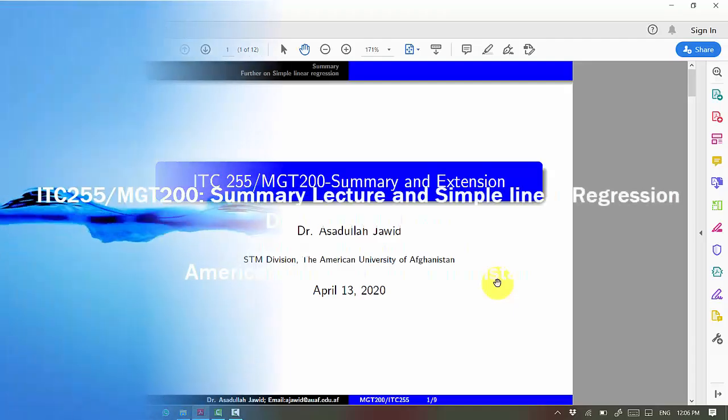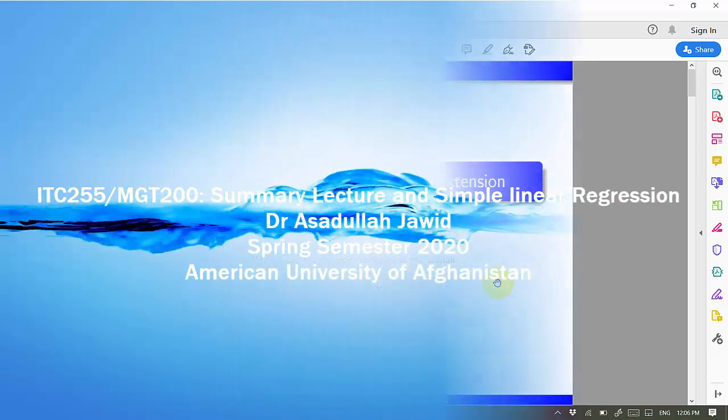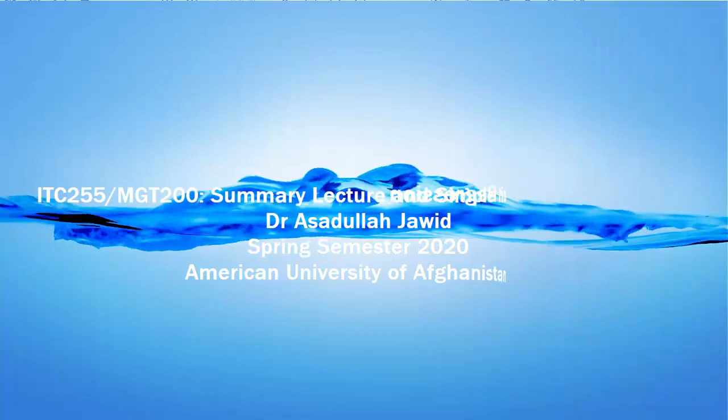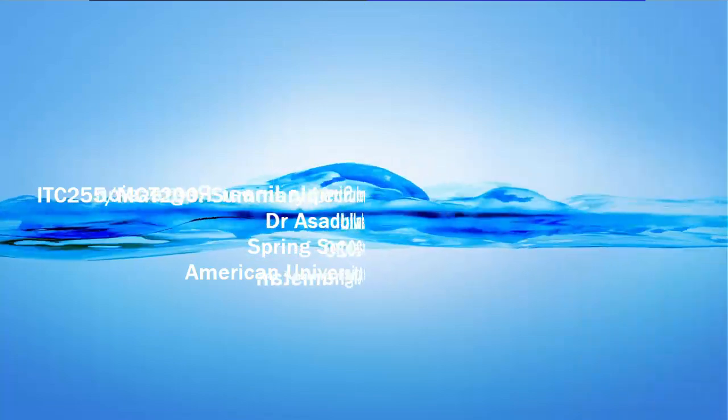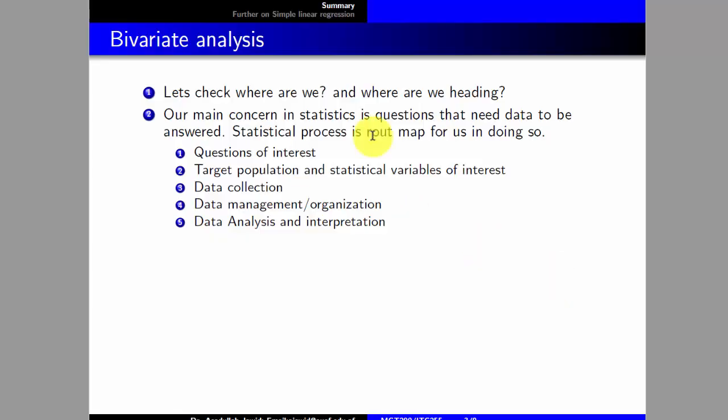Today, first I will provide you the summary of the topics that we have covered so far. Then we will see some more discussions on the simple linear regression. So far, we know that in statistics, we are concerned with questions that need data to be answered. And answering those questions using data, we use a route map called a statistical process.